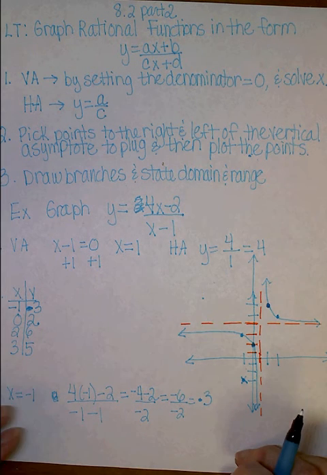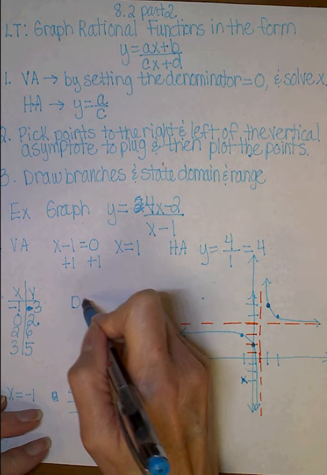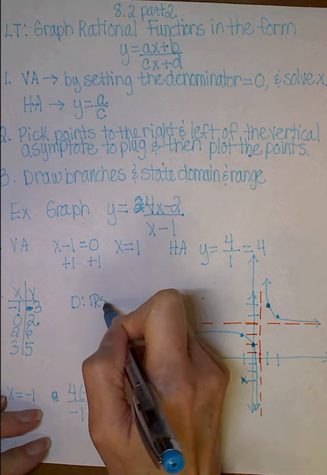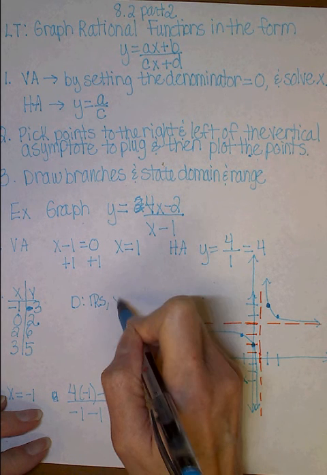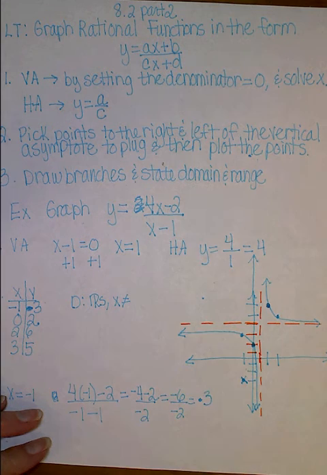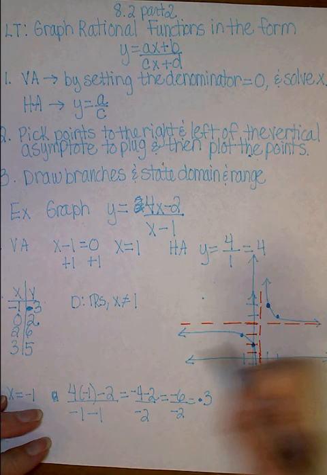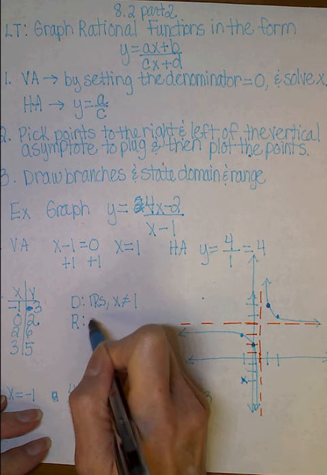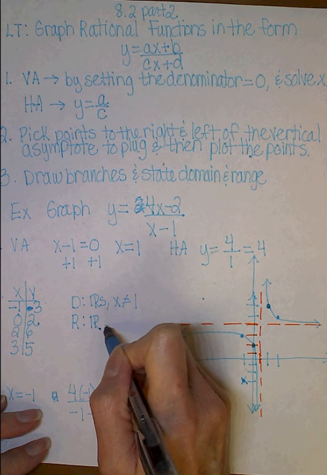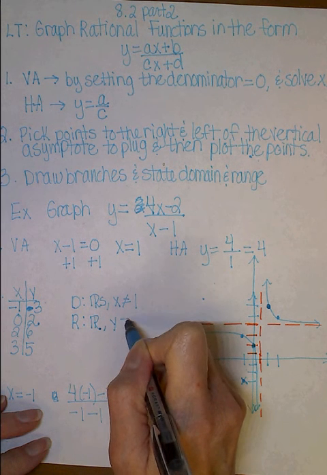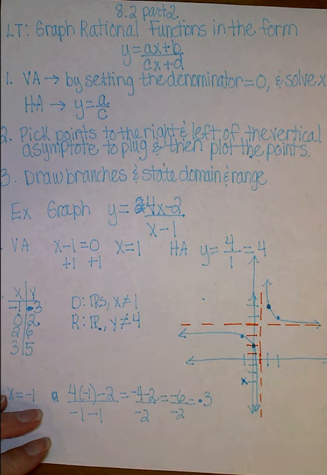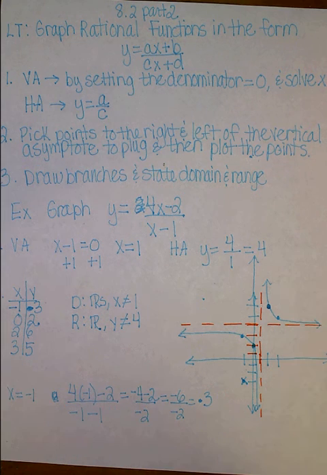Okay, now domain: all reals, but x can't be 1. It can't be where that asymptote is. Range: all reals, but y can't be 4. So the domain and range on these rational functions are very easy because everything is going to work except for where those asymptote values are. Okay, so that's the end of part 2.